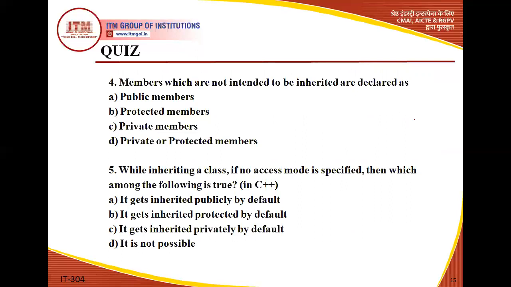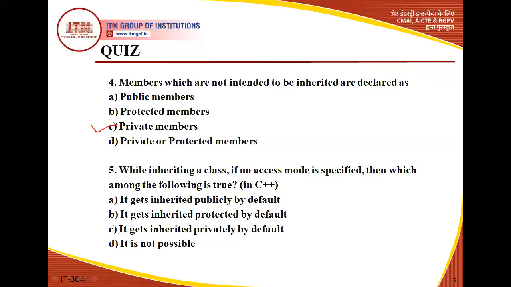Next, members which are not intended to be inherited are declared as public members, protected members, private members, or private or protected members. Yes, I think you guessed the correct answer. Once again, I am helping you. Yes, it will become private members.